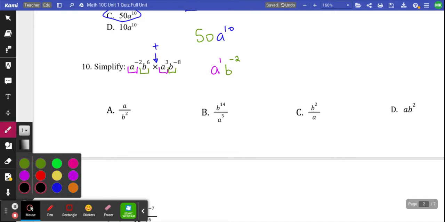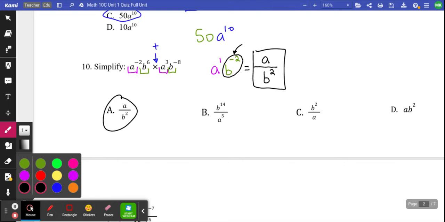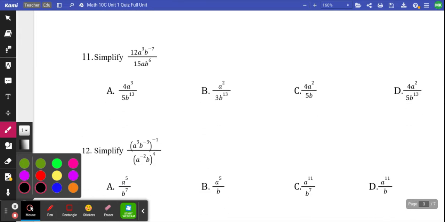You'll notice that that does not appear anywhere in your answers. That's because we don't allow negative exponents. When you have a negative exponent, you take the entire power and you put it on the bottom of your fraction, like that. The answer is A. A divided by B squared. So negative exponents go to the bottom of a fraction and it changes it to a positive exponent. All right, number 11.